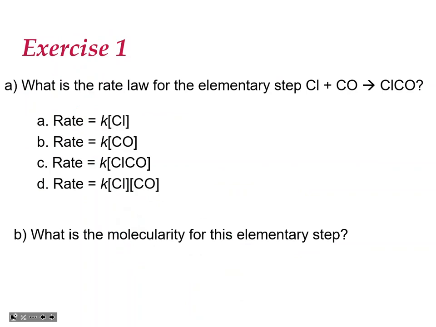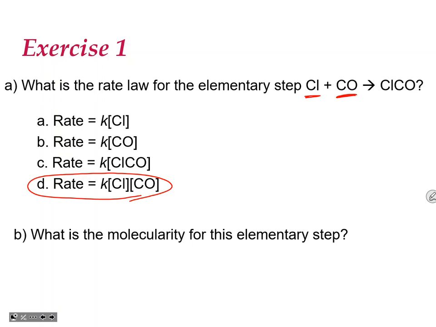Now, exercise 1. What is the rate law for the elementary step: chlorine plus carbon monoxide gives you this ClCO compound? Take a moment to answer this. Which one is the rate law for this elementary step? A, B, C, or D? Yes, going to be D. Very good. This is the reactant, this is the reactant. They're both 1 mole. There we go.